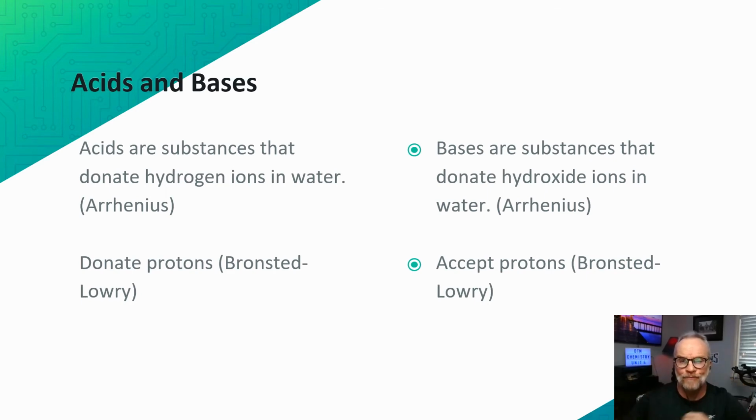Acids, since they donate hydrogen ions, if you look at a hydrogen ion, well, hydrogen only has 1 electron. And so if it loses that electron, the only thing left is a proton. And so we say that acids are protonated or have a lot of protons in solution. And that's the Bronsted-Lowry definition, protons. They have protons in solution.